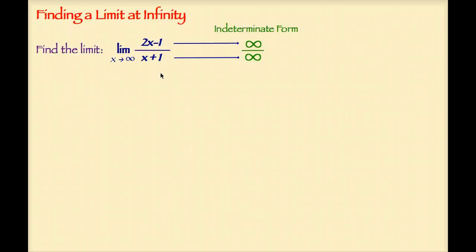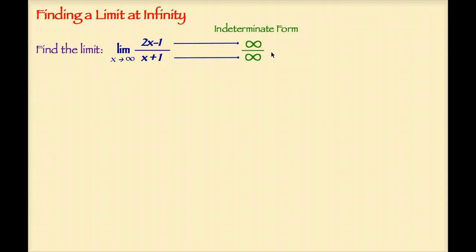Now we're going to find the limit of a different type of rational function. Notice the numerator is not a constant. It contains a variable as well. And if we attempt to evaluate this limit by plugging infinity in for both variables, we end up with infinity over infinity, which is known as an indeterminate form. And it doesn't really give us any information about the end behavior of this function as x approaches positive infinity.